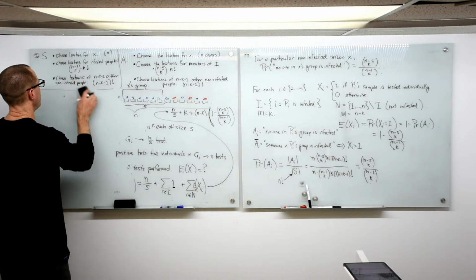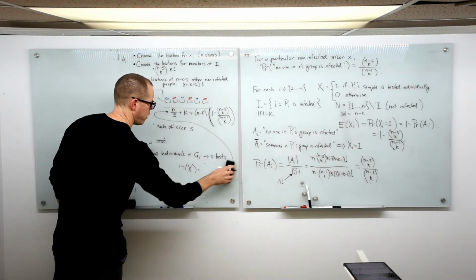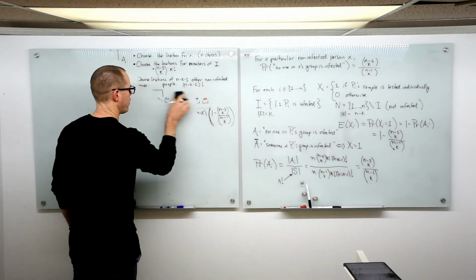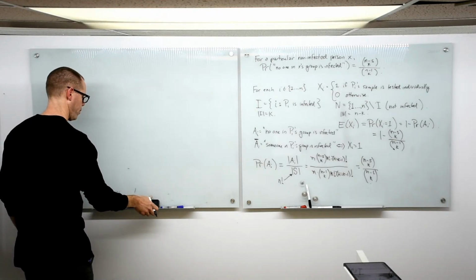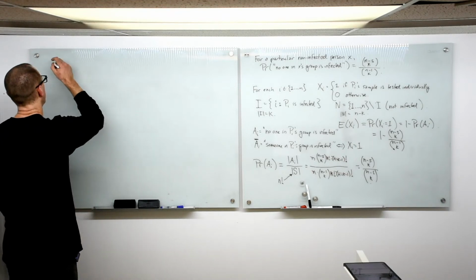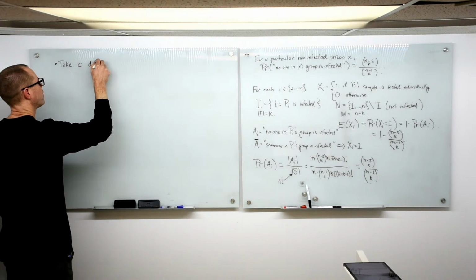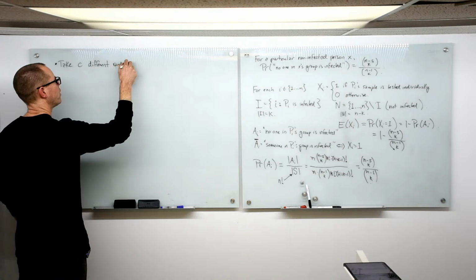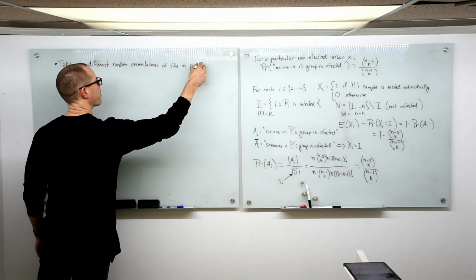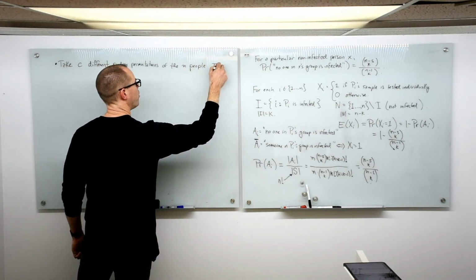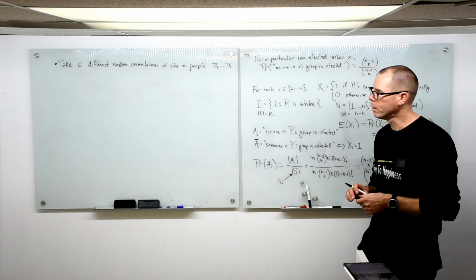So, new procedure called multiple pooling. Works as follows. So take C different random permutations of the n people. So let's call them, I don't know, pi 1 to pi C. Maybe take 2 different permutations of the people, or 3 different permutations, or 5 different permutations of people.